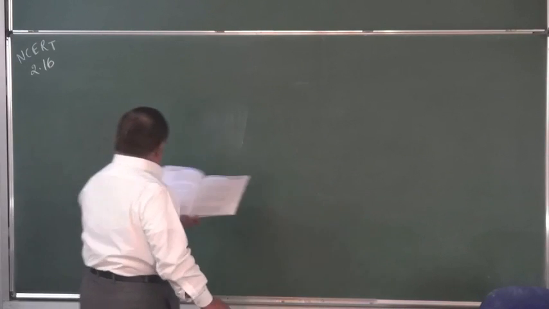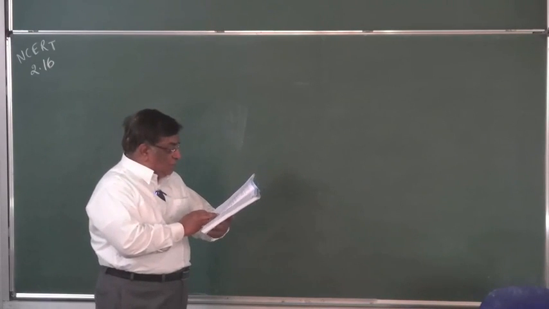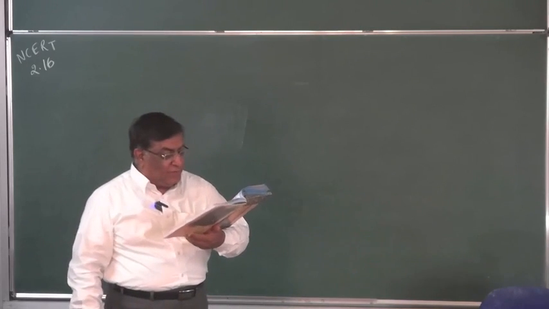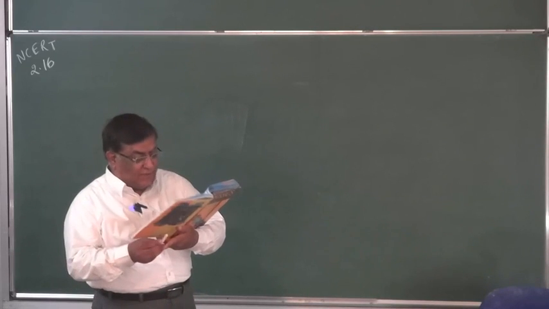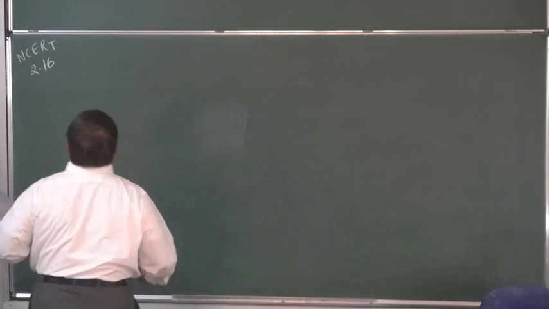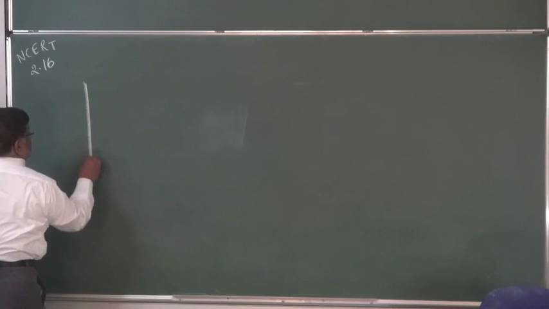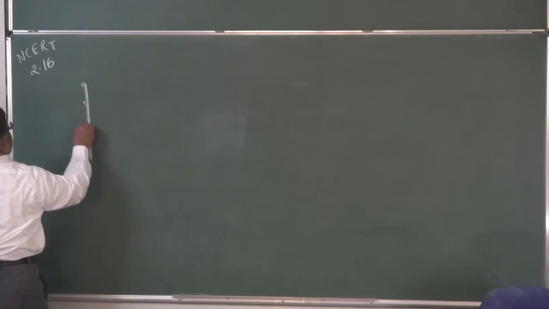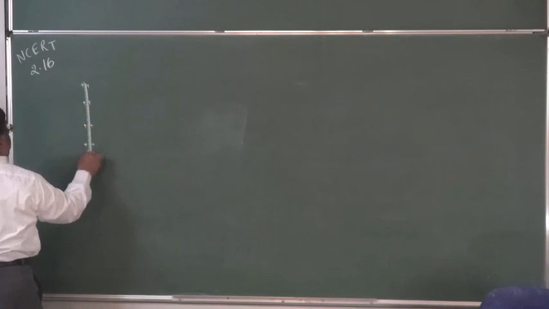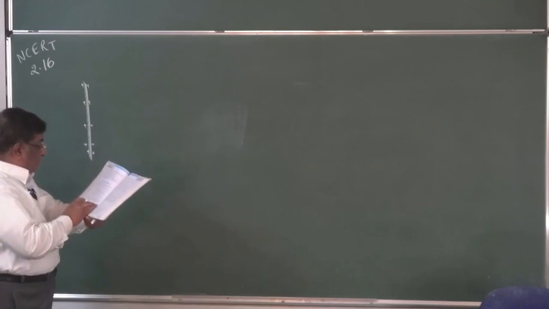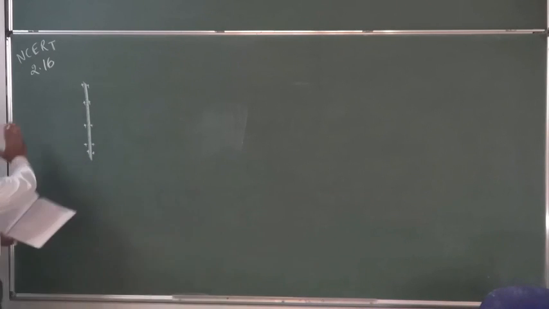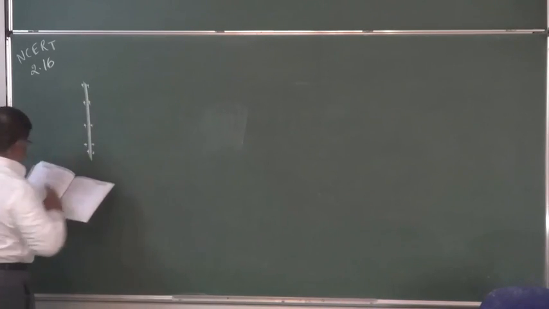NCERT 2.16. Show that the normal component of electrostatic field has a discontinuity from one side of a charged surface to another. There is a charged surface. Discontinuity from one side of a charged surface to the other side of the charged surface.